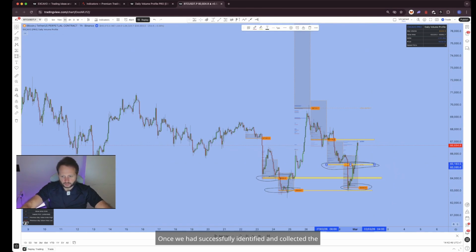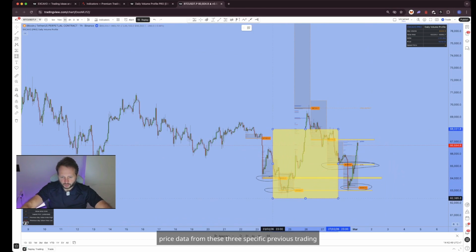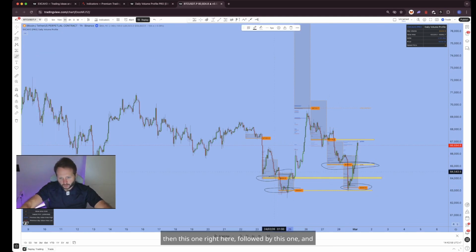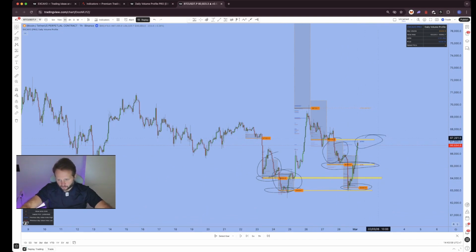Once we had successfully identified and collected the price data from these three specific previous trading days, looking closely at this particular daily candle, then this one right here, followed by this one, and even including this one and this final one, we immediately shifted our focus to go after the next major pool of liquidity, which is clearly located right here in this specific zone on the chart, and we came for it.